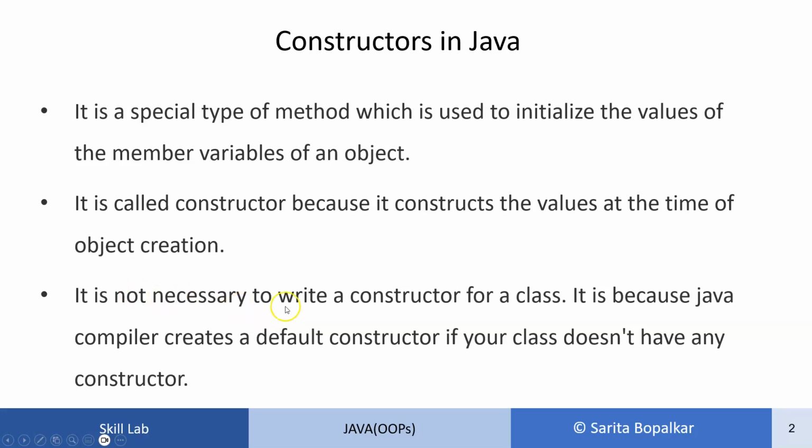It is not necessary to write a constructor for a class. Why? Because the Java compiler creates a default constructor if your class does not have any constructor. So if you are not writing any constructor for your class, the Java compiler calls the default constructor whenever you are creating an object of that class.